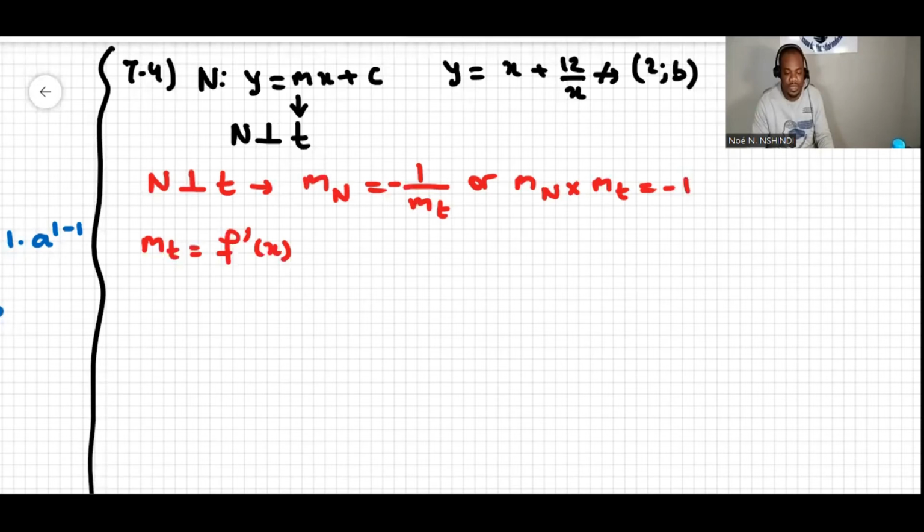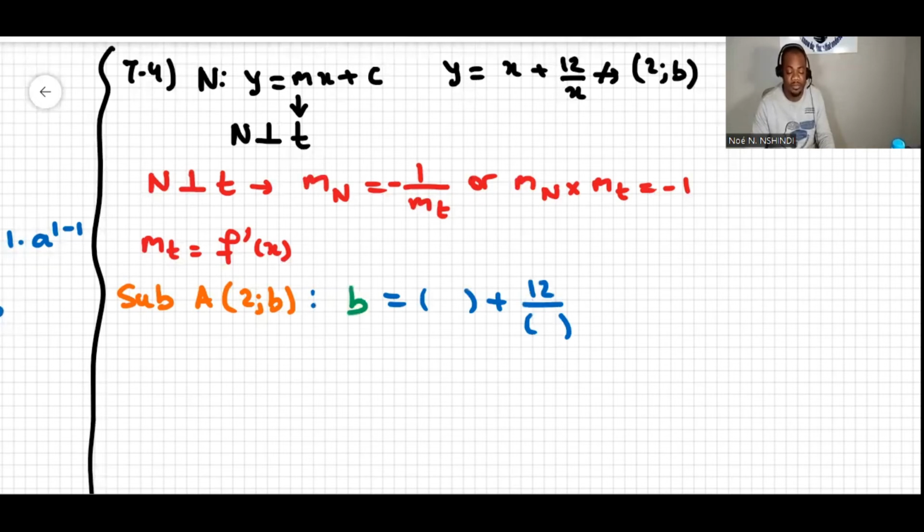And also, if the point A lies on the curve, it means we can find B by subbing in the value of 2. So B will be the y value. We sub in the point A, which is (2, B), on the curve. Wherever I see y, I put B, and then the x value will be 2.